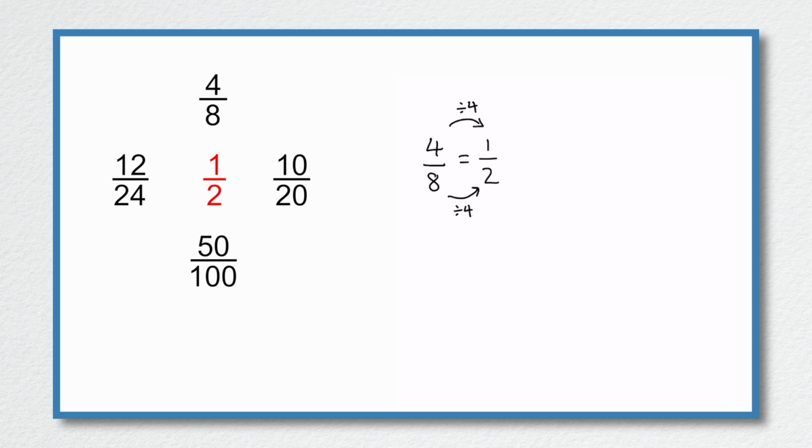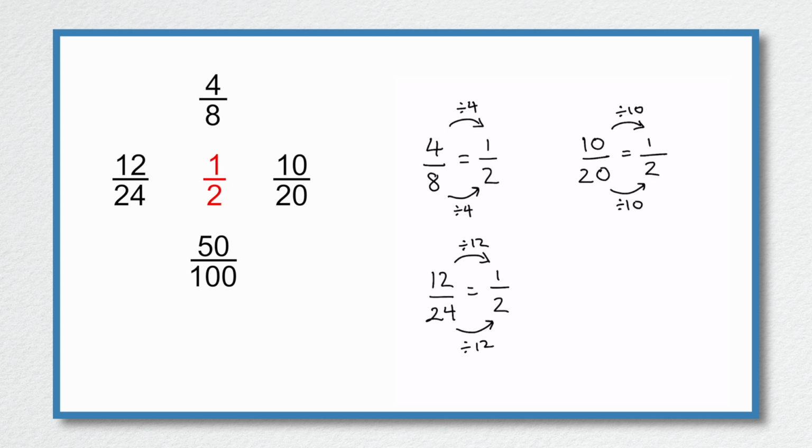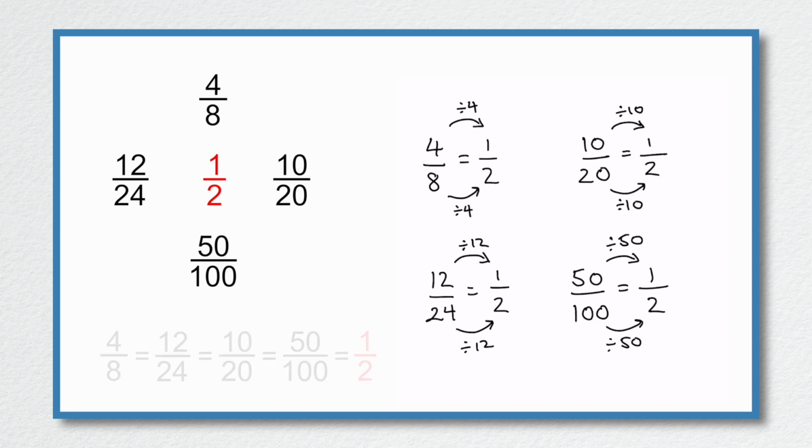And we can repeat this for the other 3 fractions. So for 12/24, if I divide top and bottom by 12, I get a half. In the case of 10/20, if I divide top and bottom by 10, I get a half. And for 50/100, if I divide top and bottom by 50 this time, I get a half. It is important to remember that the size of a fraction is determined by the ratio between the numerator and the denominator. It is this relationship that determines whether fractions are equivalent or not.